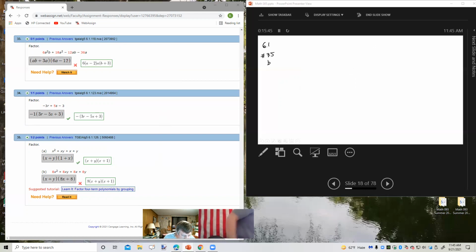It says factor. So this is part B. And we've got 8x squared plus 8xy plus 8x plus 8y. Well, it's obvious to me, even in my half asleep mode here, all the 8s are red. It looks like every term has an 8 in it. That's the greatest common factor. So we're going to take out an 8 and we'll get x squared plus xy plus x plus y. Okay.